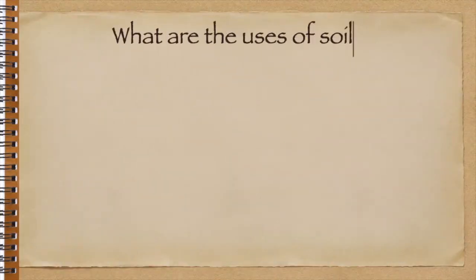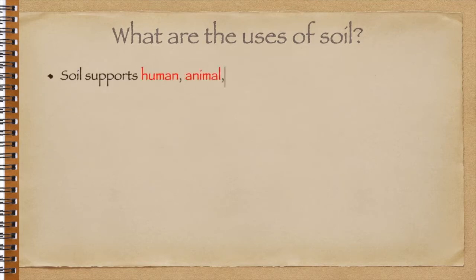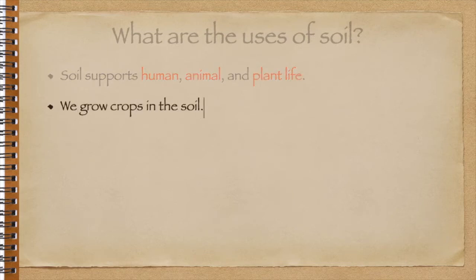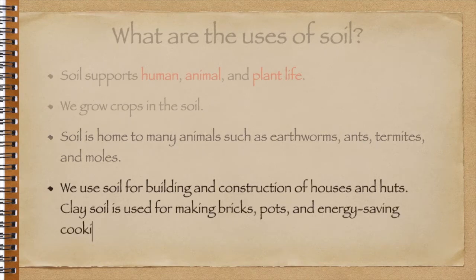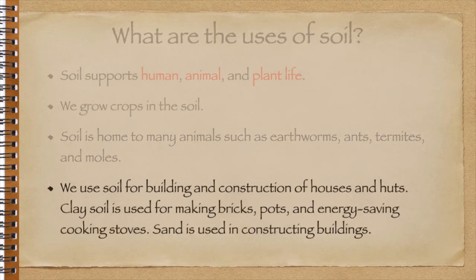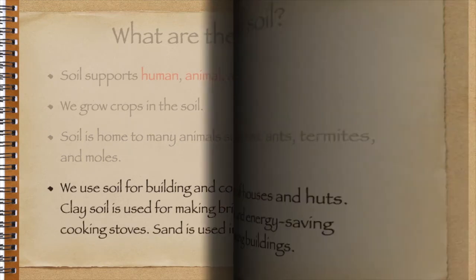What are the uses of soil? Soil supports human, animal, and plant life. We grow crops in the soil. Soil is home to many animals such as earthworms, ants, termites, and moles. We use soil for building and construction of houses and huts. Clay soil is used for making bricks, pots, and energy-saving cooking stoves. Sand is used in constructing buildings.